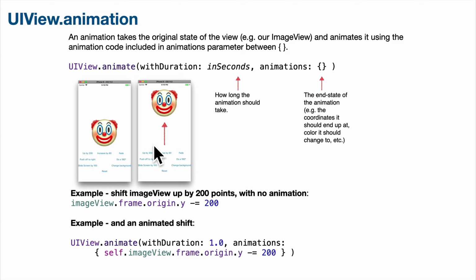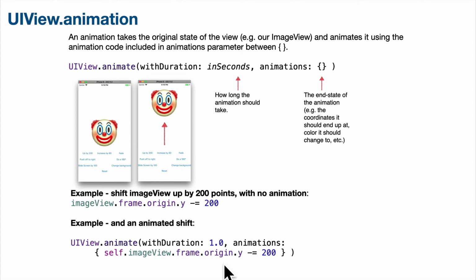Want to move the clown head up 200 points? Just subtract 200 from imageview.frame.origin.y inside of the curlies in your animation block. And if the with duration parameter is set to 1 second, you'll see the clown waft up and arrive at that destination, being animated by iOS over the course of 1 second.